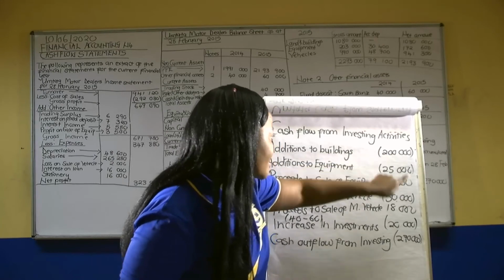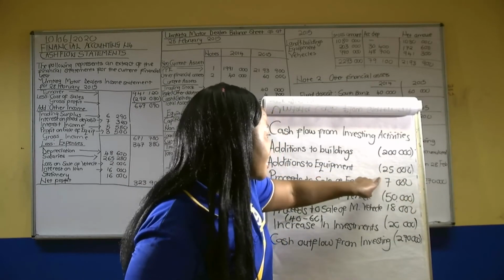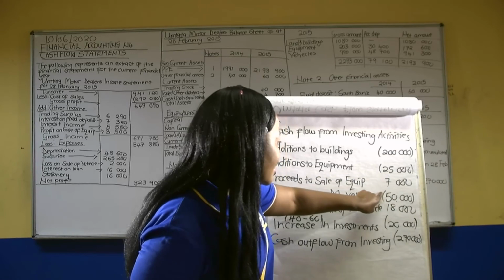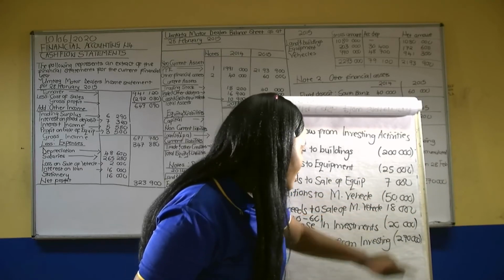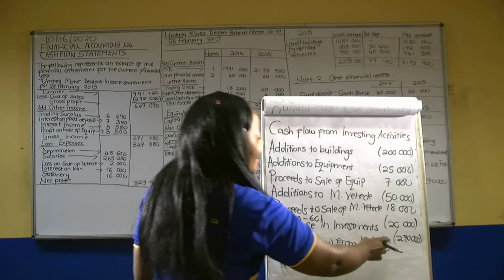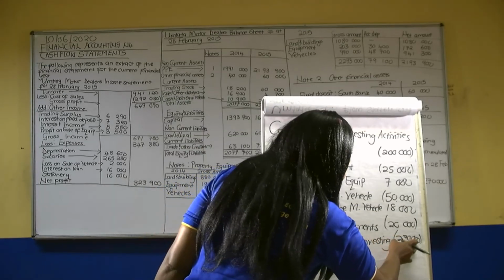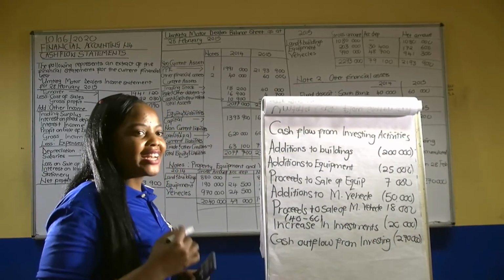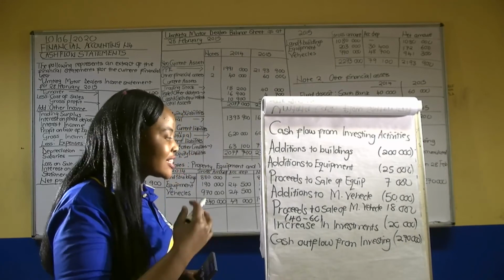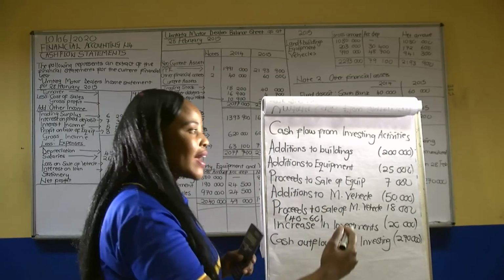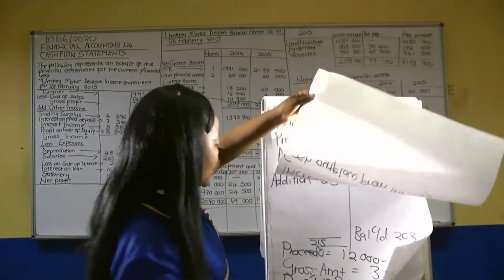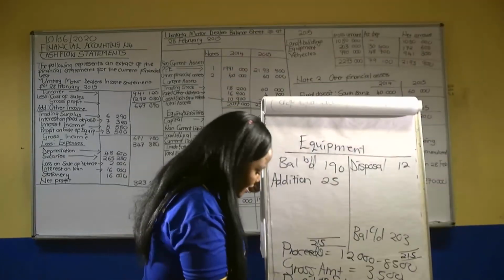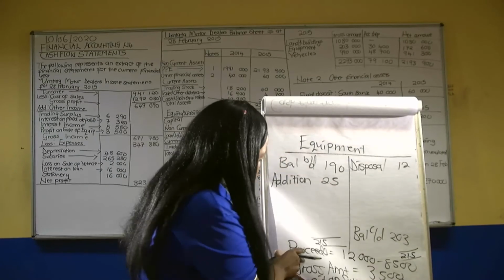Your 20,000 has to be in brackets. If you add all these figures, negative 200,000, negative 25,000, positive 7,000, negative 50,000, positive 18,000, and negative 20,000, you discover that you get a negative 270,000. A negative figure in cash flow statement indicates that it's a cash outflow. We are done with cash flow from investing activities.